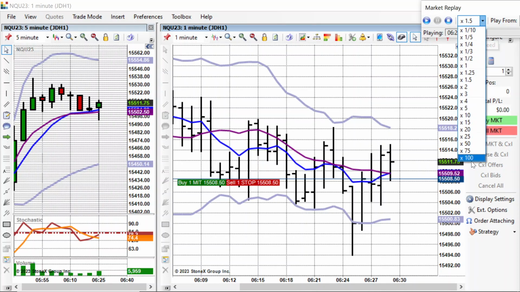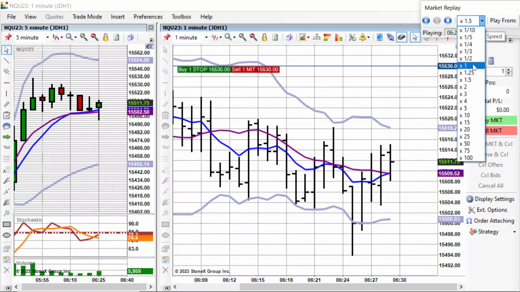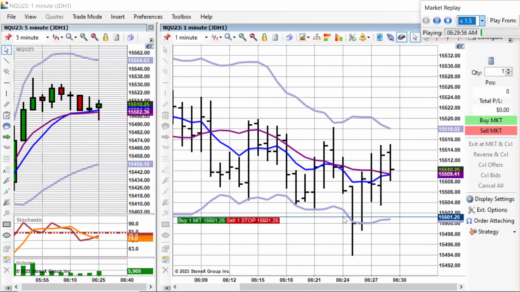You can get all different speeds, like up to 100. But 1.5 for some reason seems to be the closest to the actual speed of reality. For some reason, they don't have it right at 1. 1 is actually slower, so I think it's just a glitch in this software. 1.5 is actually a little bit faster, but it's probably the closest to the way it moves in reality. So we'll go ahead and start that.